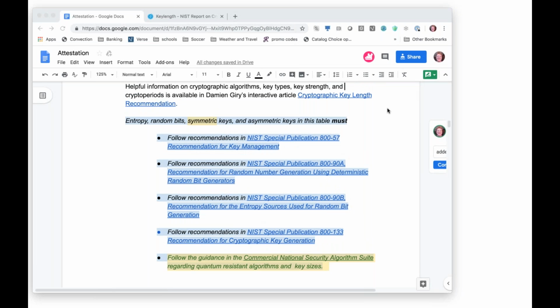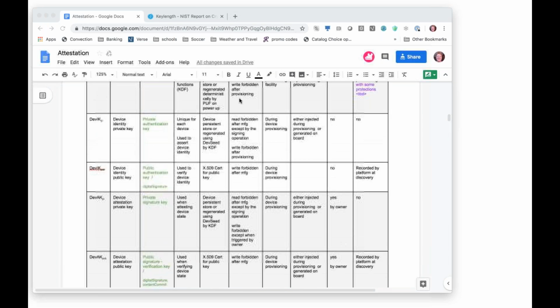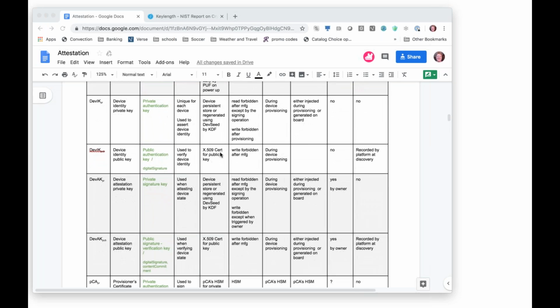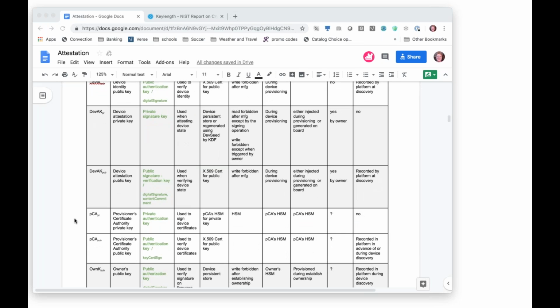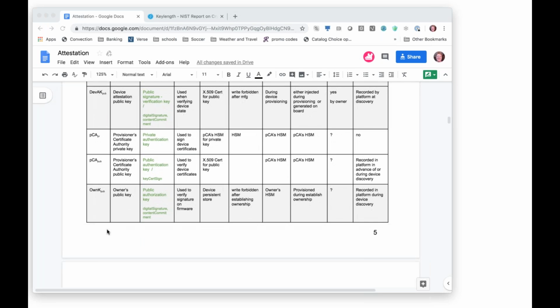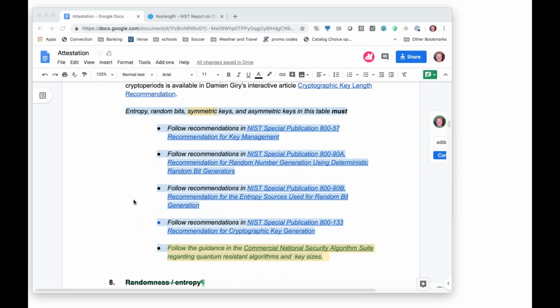Sorry. Okay, so what I'm focusing on here now is what in the table should we say is required for the items in this table? The table containing the seed, the identity, the device's identity key pair, the device's attestation key pair, the CA or the provisioner's CA key pair, and the owner's public key. So what do we want to mandate about all of these things? Well, we certainly want good, strong entropy. We don't want weak entropy where all the devices' seeds are predictable, right? That would be horrible. We may have symmetric keys if Intel's proposal goes through. Obviously, we have asymmetric keys.